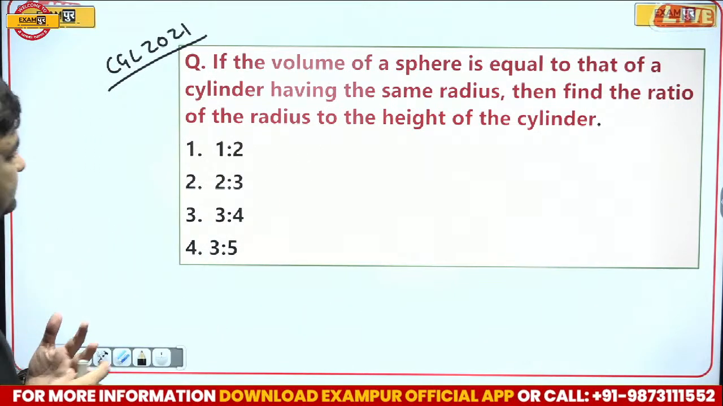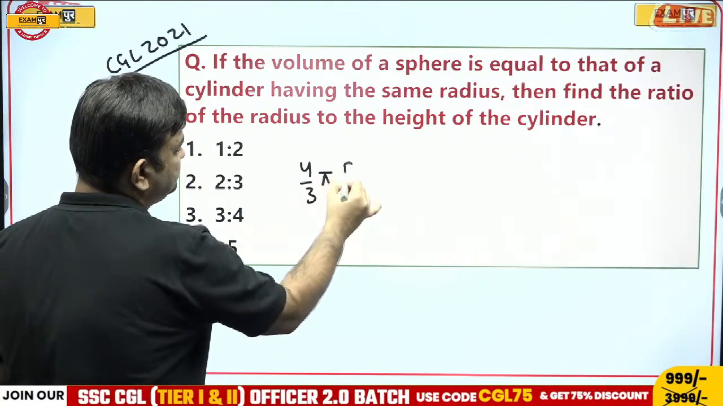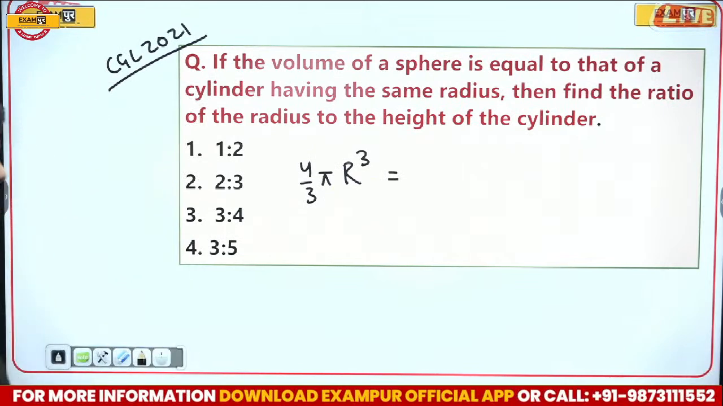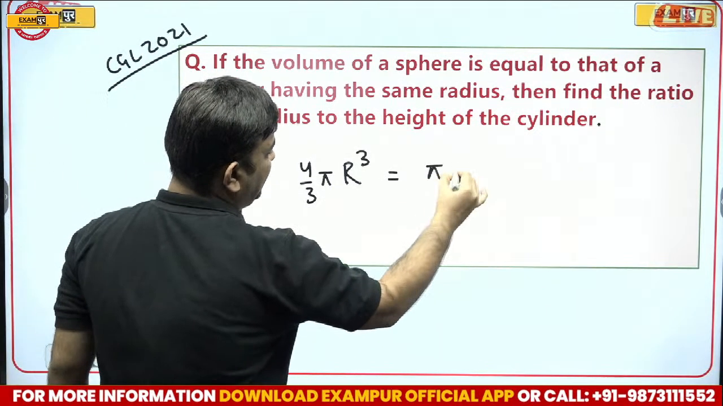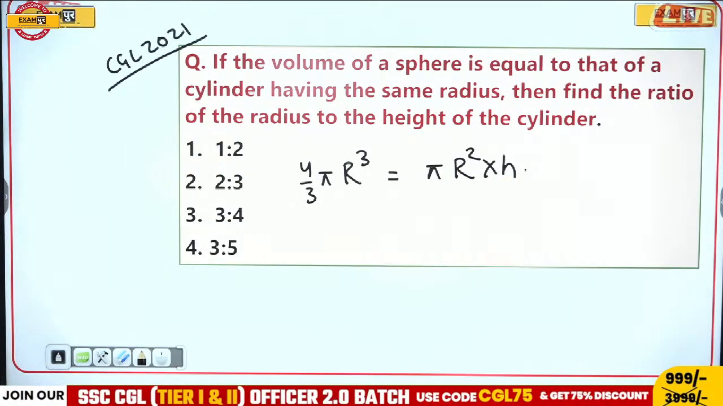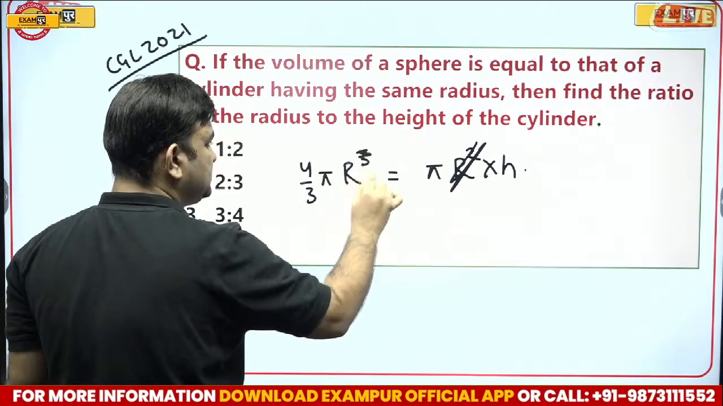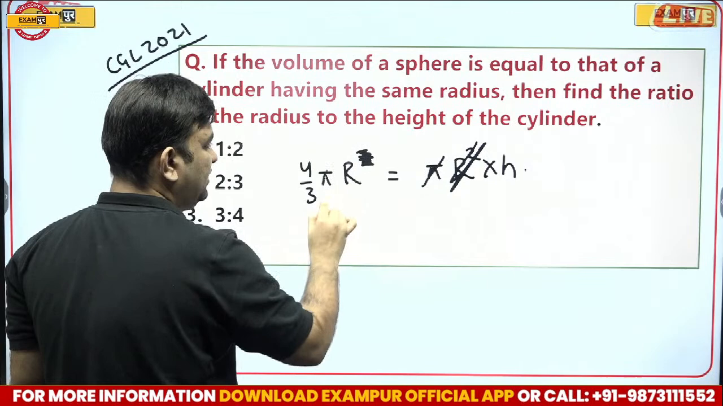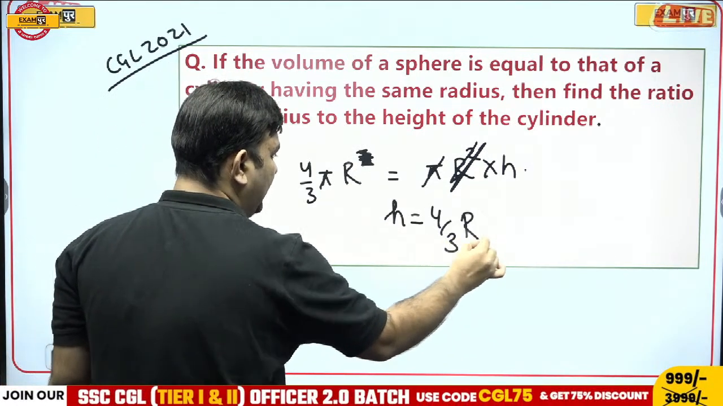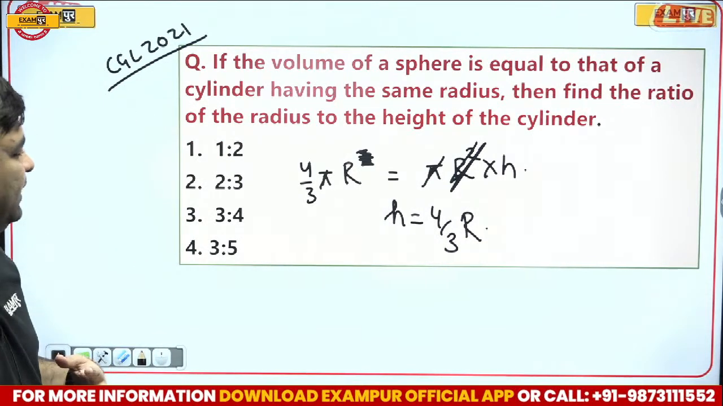Volume of a sphere, 4 by 3 pi r cube, is equal to that of a cylinder having the same radius, pi r square h. Same radius, so r square cancels, only one r remains. So the height of the cylinder is 4 by 3 r.